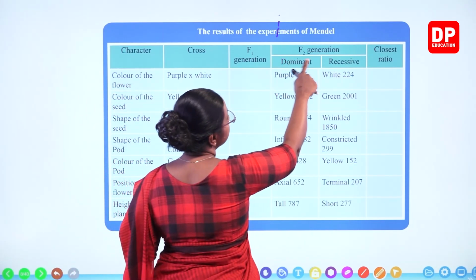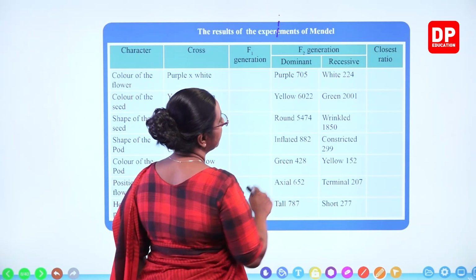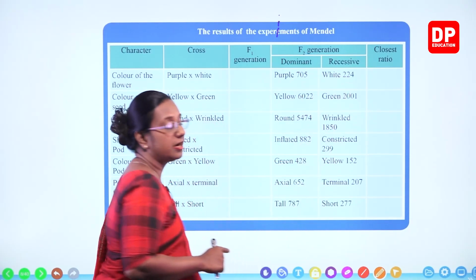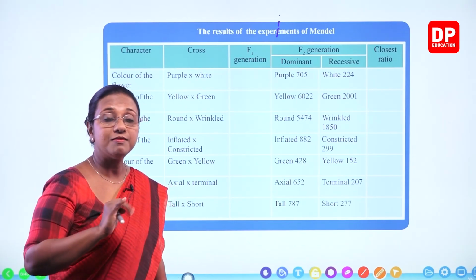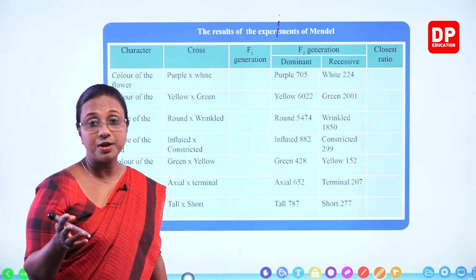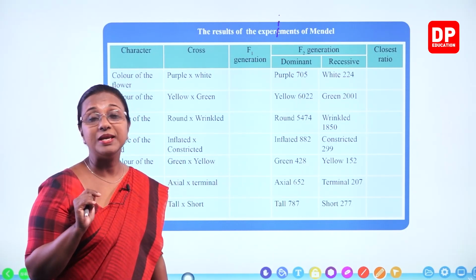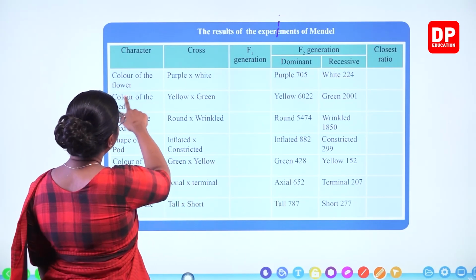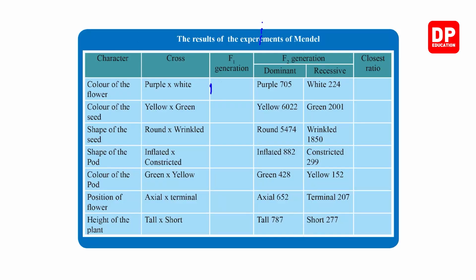Here you can see in the F2 generation, purple is 705 and white flowers 224. That means purple flowers were produced by more plants, so purple flower is the dominant character. So, color of the flower, purple and white. Out of that, purple flowers.